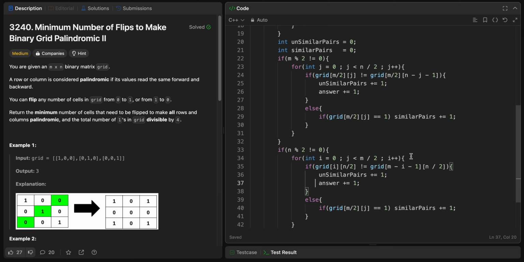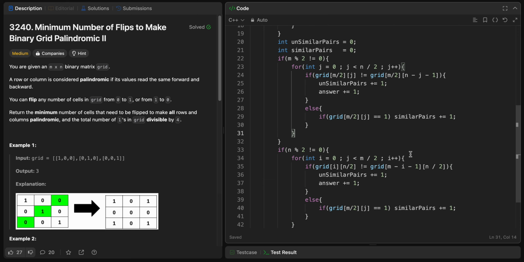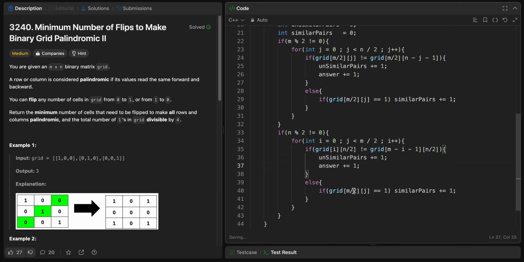I'm not sure if I modified that in the above condition. If that's the case, then I'm sorry for it. So I'm following at the current place only. So it would be n by 2. Right, and here it would be i and n by 2.